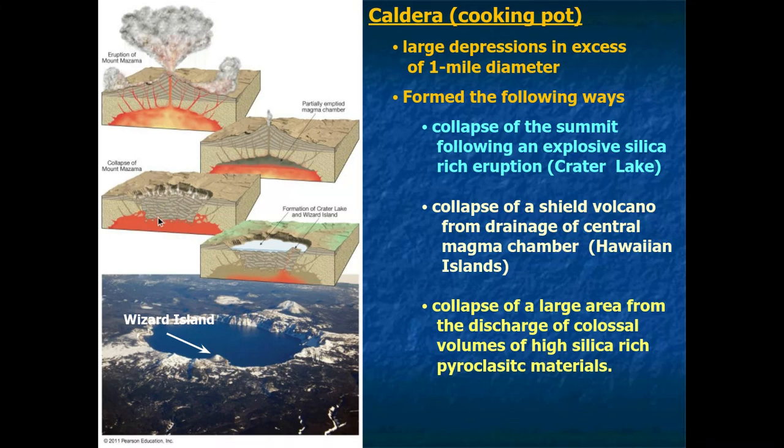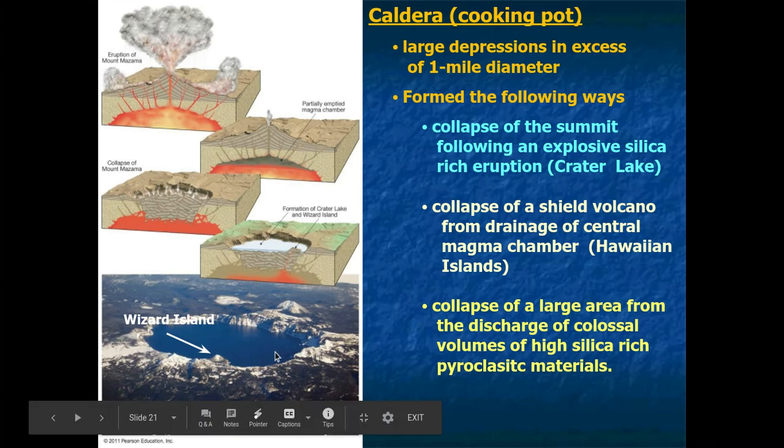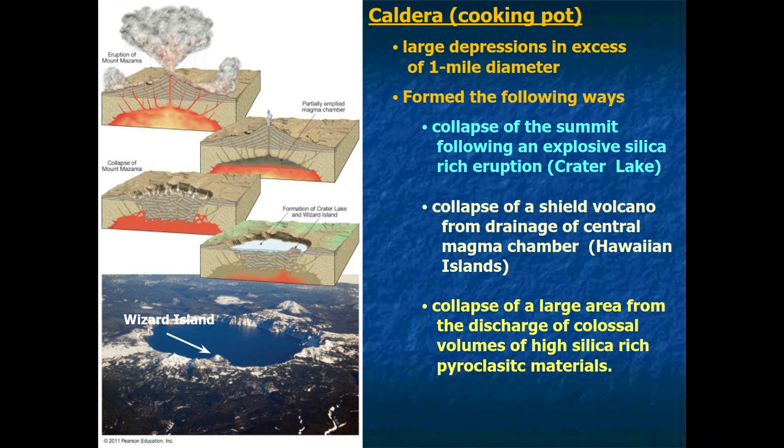And as it collapses, it makes a depression. And typically that depression will fill with water, and then basically forms a lake in the top of the crater. And so this would be known as a caldera. And you can see down here in the picture, this is a collapsed caldera that's been filled with lake water.